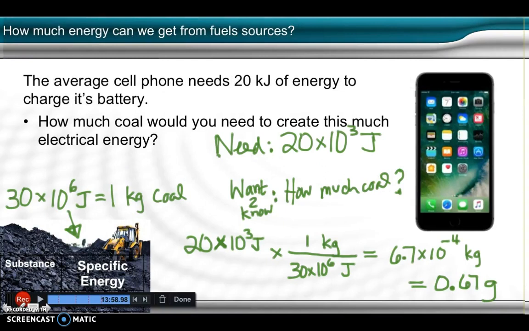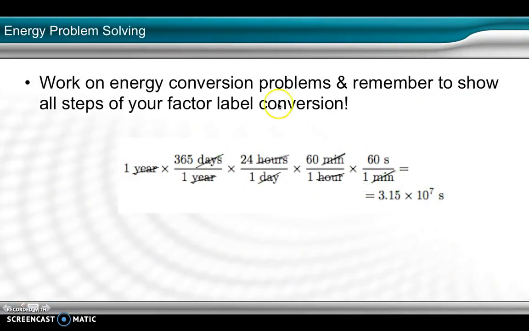I calculated this by thinking about my specific energy as if it were an energy conversion, a unit conversion problem where I say, oh, I have this many joules and that equals 1 kilogram of coal. So if I take the amount of energy that I need and multiply it by this equivalent relationship, I can convert this amount of energy into how much coal I'm actually going to need, or 0.6 grams, not a ton. So as you're working on these problems, you have to think about them as factor label conversions. There are equations you could use, but that makes it a lot harder because we can just think about our specific energy and energy densities as equivalent relationships, just like 365 days is equal to 1 year.